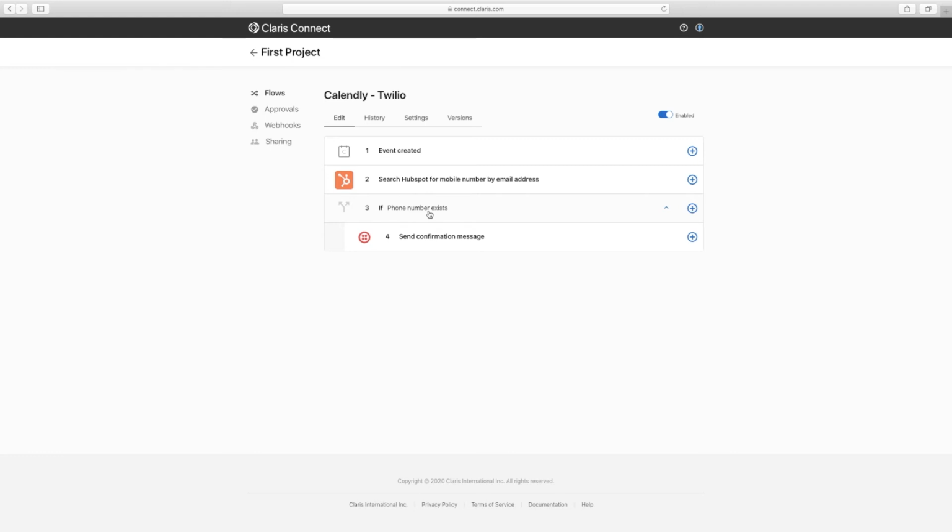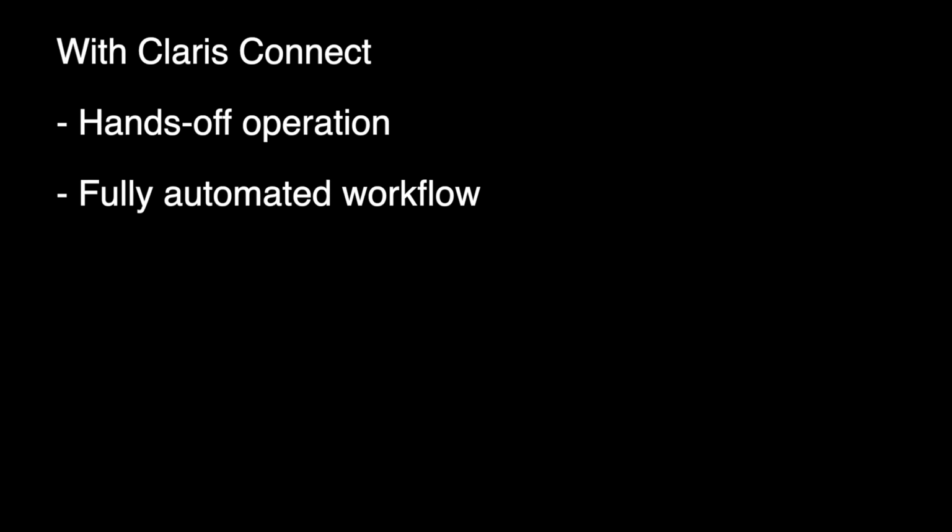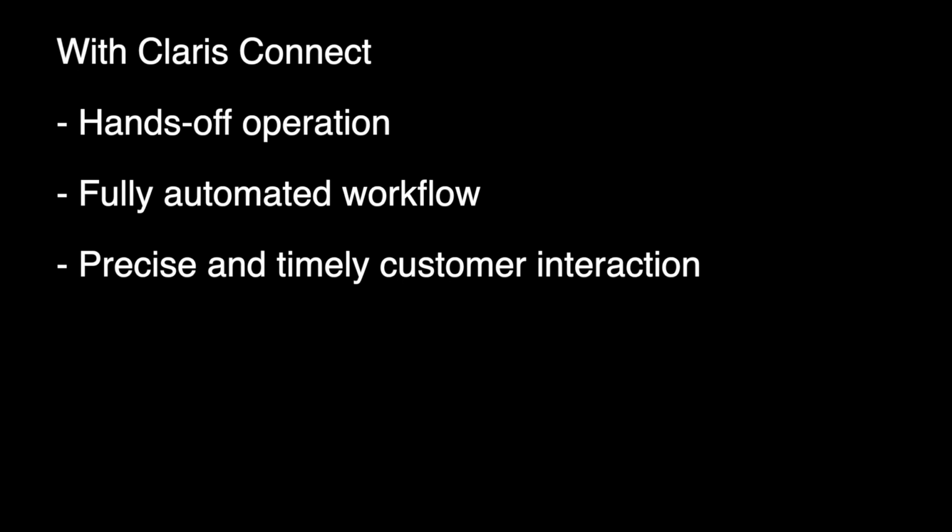HubSpot sends the phone number back to Claris Connect. Then Claris Connect takes the phone number combined with the information from Calendly, packages that into a nice text message, and sends it off to your customer. And this is done. This is hands off. Your company, your staff didn't do anything. The only thing that really happened is your customer scheduled time with Calendly, and then they received a text message. This happens within seconds. It's really fast.